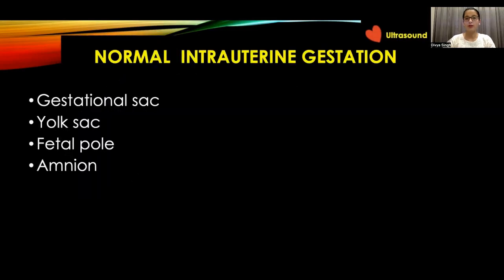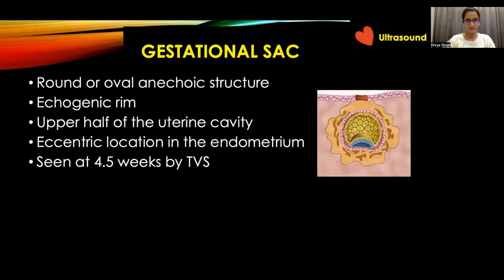Now, first coming to the normal appearance of an intrauterine gestation. We understand that the following components are seen sequentially in a normally progressing intrauterine gestation. Coming to the gestational sac. Gestational sac can be a round or oval anechoic structure which has a typical echogenic rim around it. A normal sac is situated in the upper half of the uterine cavity. It's eccentric in location, and it's actually not in the cavity, but it's embedded in the endometrium. A gestational sac can be seen as early as 4.5 weeks by transvaginal ultrasound.